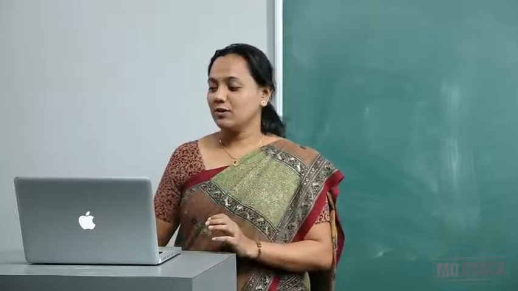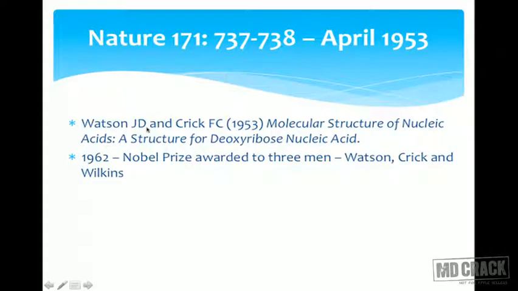Now, who gave this structure? A bit of history. The structure of DNA, as we all know it, was given by Watson and Crick in 1953. The paper, the molecular structure of nucleic acids, a structure for deoxyribose nucleic acid, was published in the journal Nature, 171, 737 to 738 in April 1953. And in 1962, the Nobel Prize in Physiology or Medicine was given to these three people, Watson, Crick and Wilkins, for their contribution.